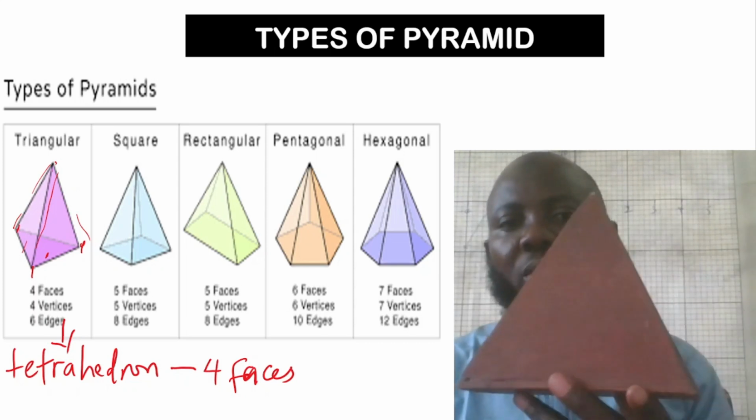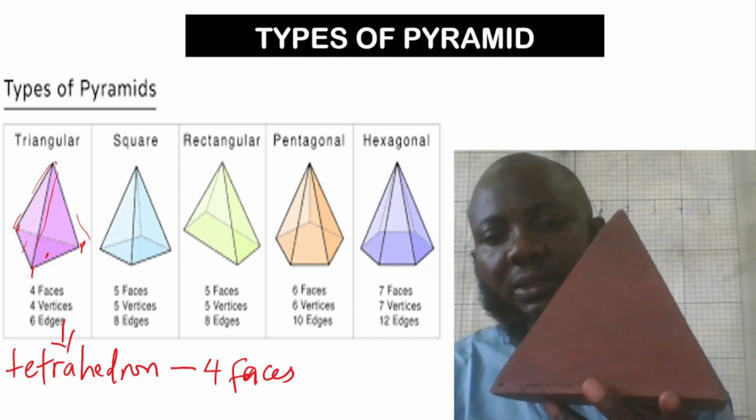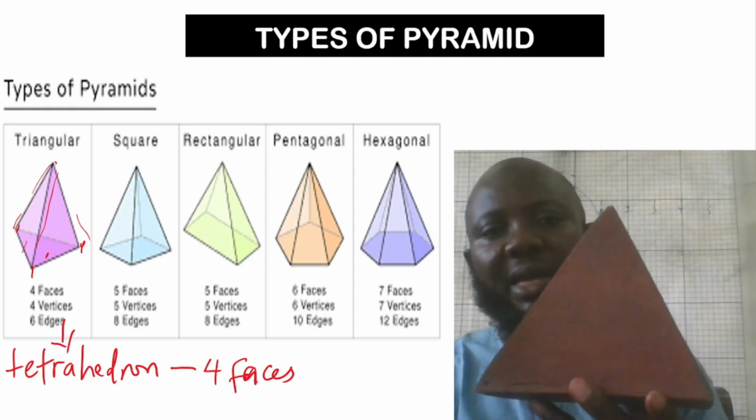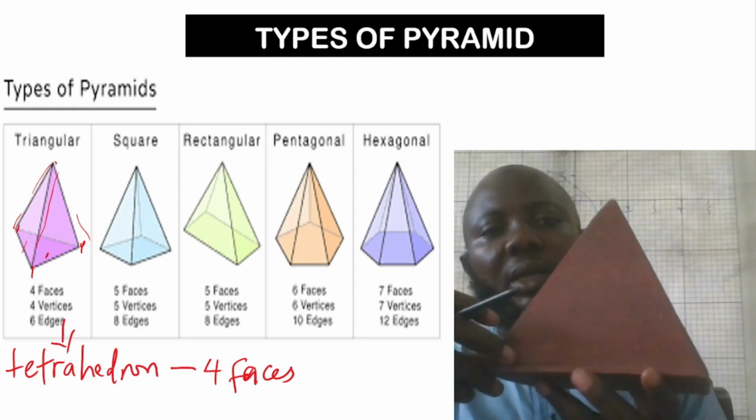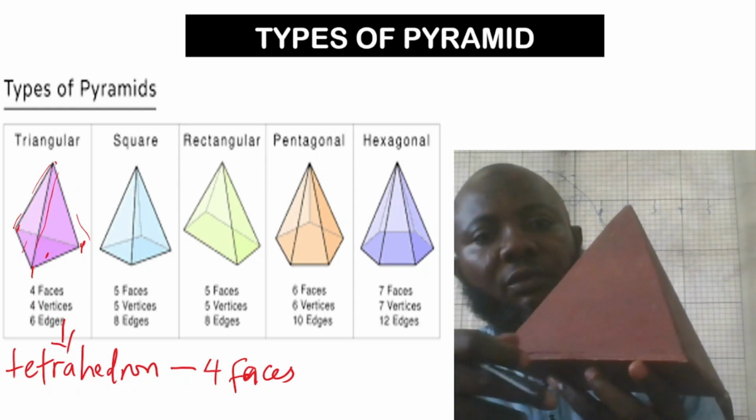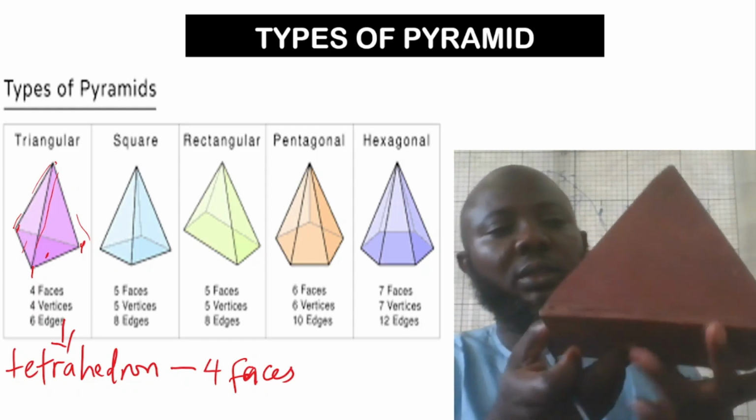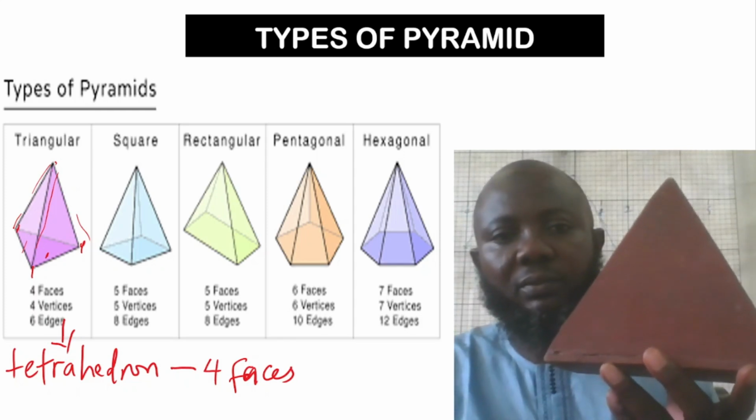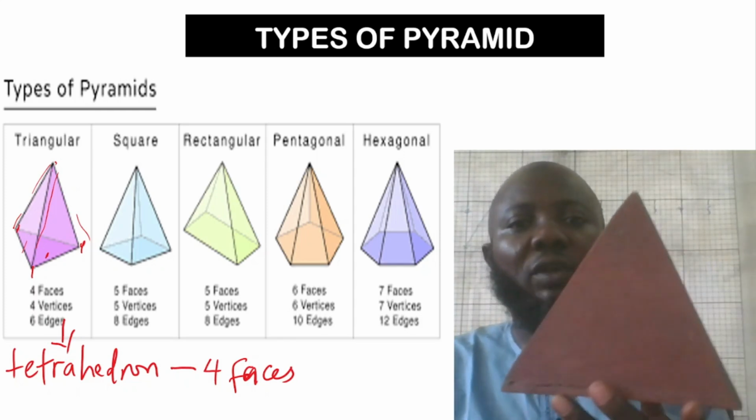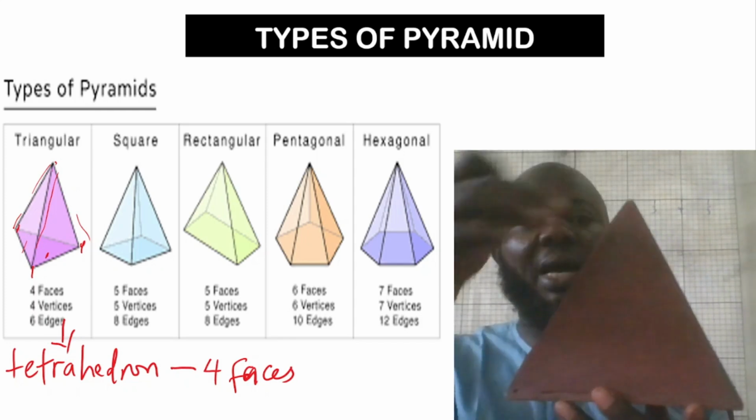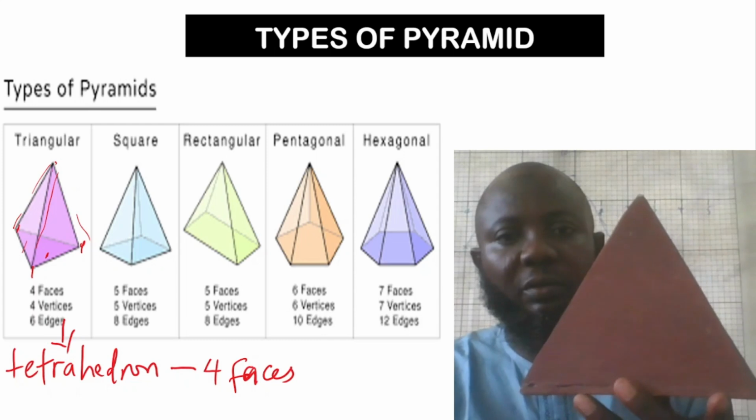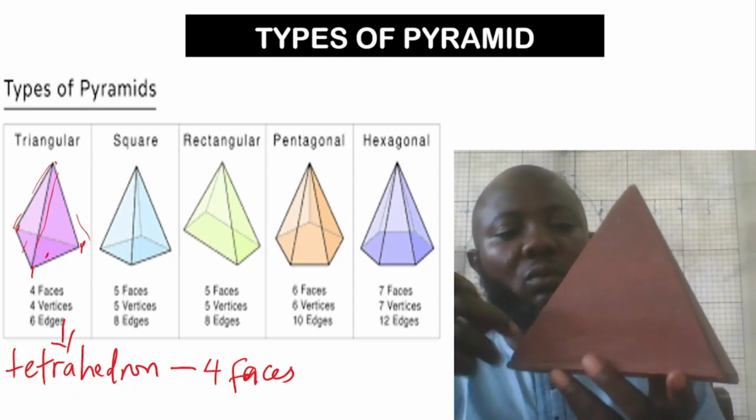For this one, what you are going to notice is that they have the same thing. The faces will be this is one, then two, three, four, five. That's five faces. Out of the faces, four of them are triangular faces, while one is what?